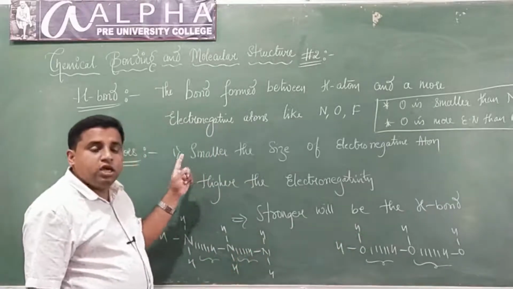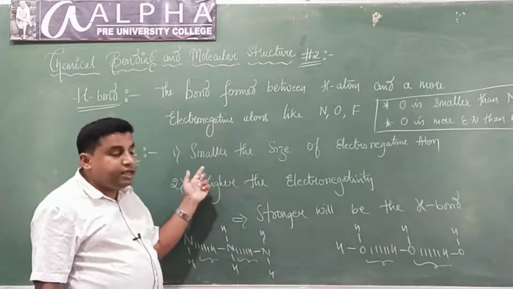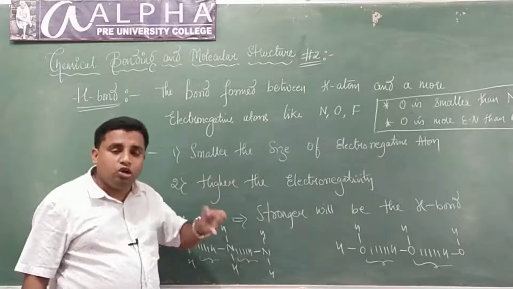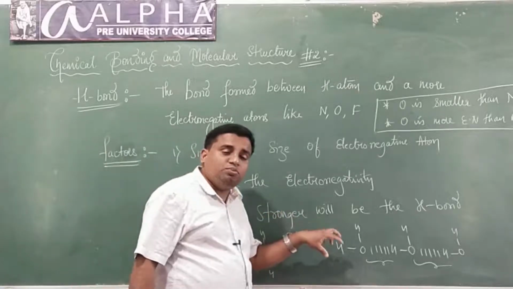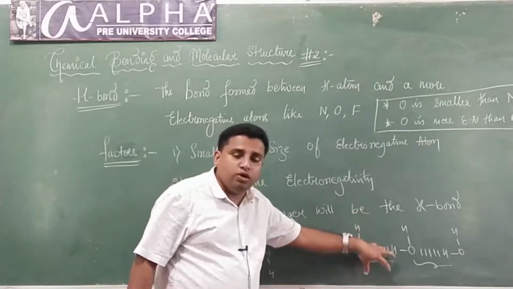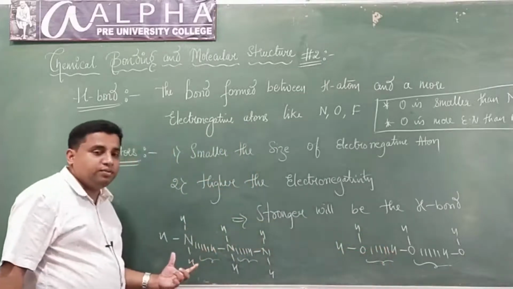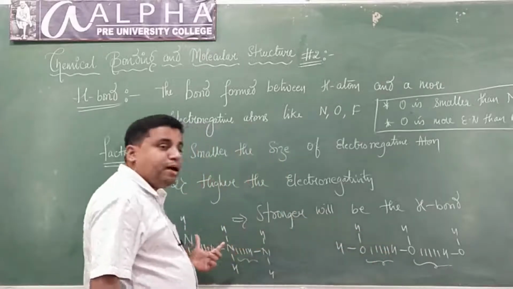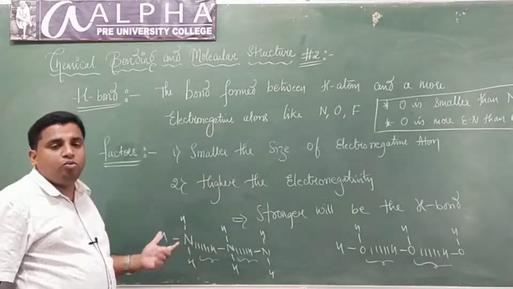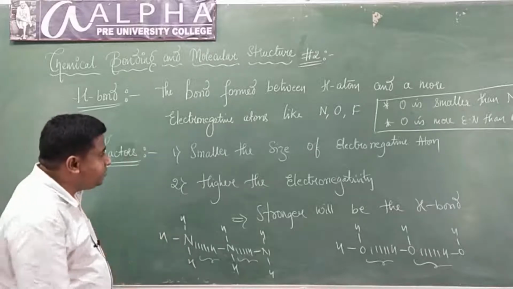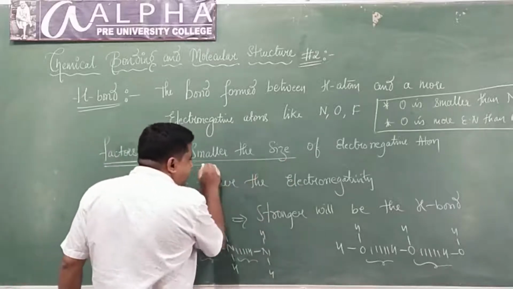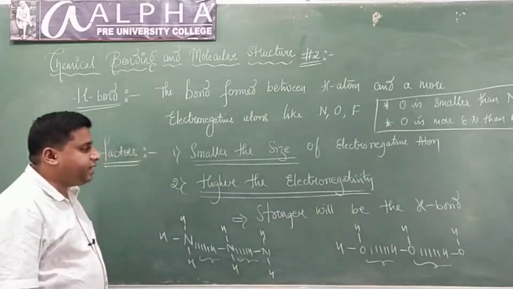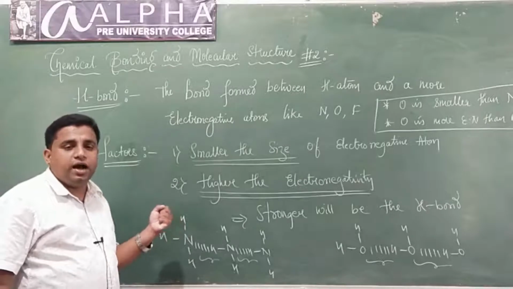The rule says smaller the size and higher the electronegativity, stronger will be the hydrogen bond. Therefore, can I conclude that the hydrogen bond is stronger in water molecules when compared to ammonia molecules? Yes or no? Please remember the rule: smaller the size, higher the electronegativity, stronger will be the hydrogen bond.